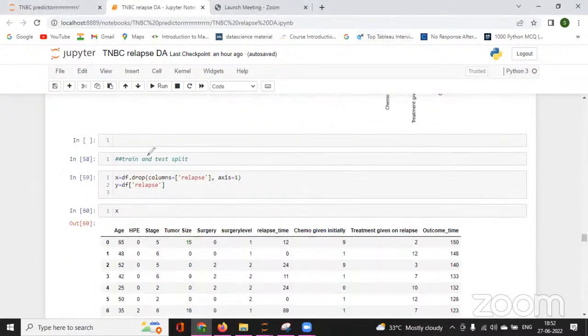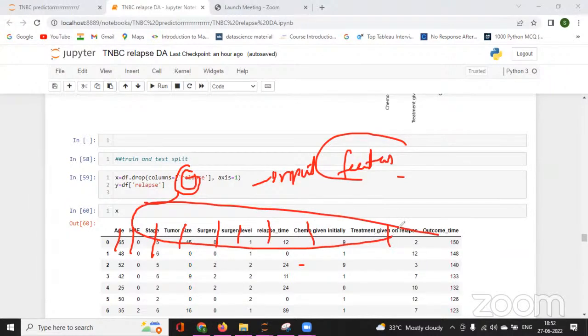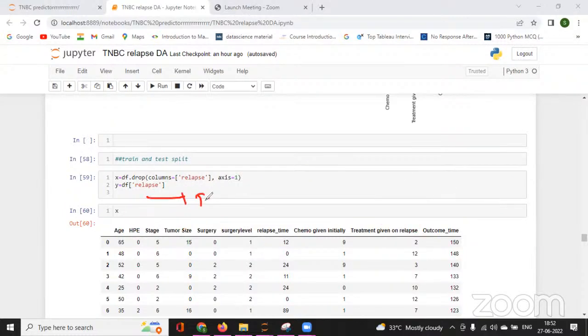Now we are taking the relapse column as output, and the rest are input features. So age, HP, stage, tumor size, surgery level, relapse time, chemo given initially, treatment, all of these are taken as input features. And I'm taking relapse as the output, that is the target column.